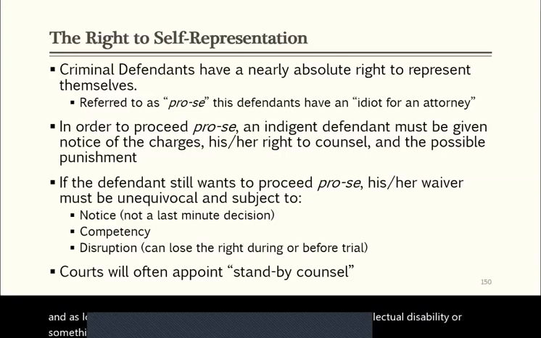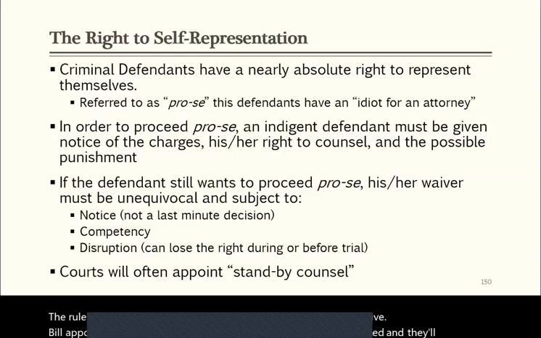Now, that being said, you can lose this right during or before trial if you cause a disruption, right? So if you start yelling at witnesses you're lying and interrupting the prosecutor and not abiding by the rules of the court, and you're doing it intentionally to be disruptive, they'll appoint you counsel. They'll say, no, you're done being pro se, and they'll appoint counsel.